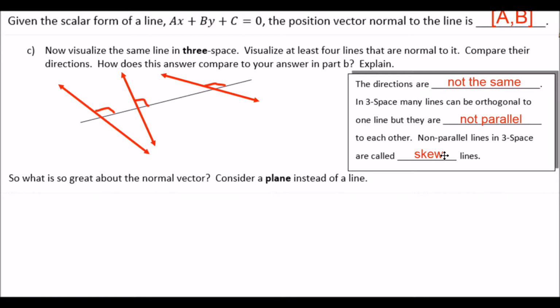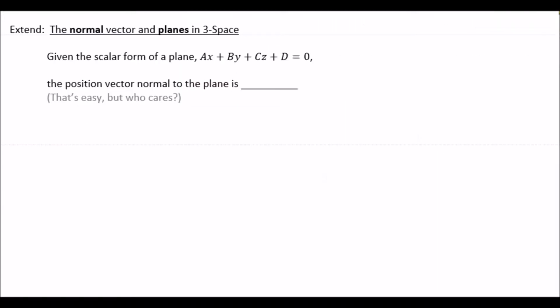So what is so great about the normal vector? Consider a plane instead of a line. So here we go. The normal vector of the plane in 3 space. Given the scalar equation ax plus by plus cz plus d equals 0, the position vector normal to the plane is (a, b, c). Mr. Willis, that's easy, but who cares? Well, actually, this is quite important.